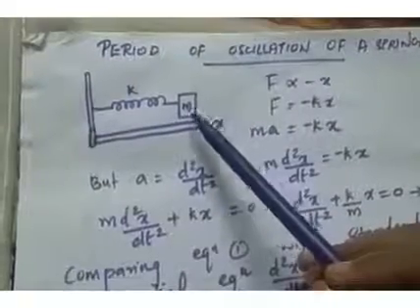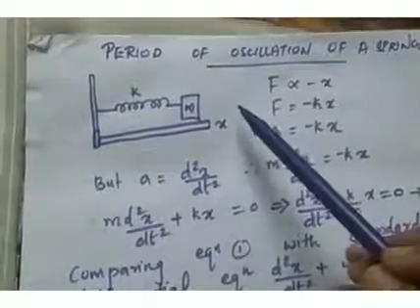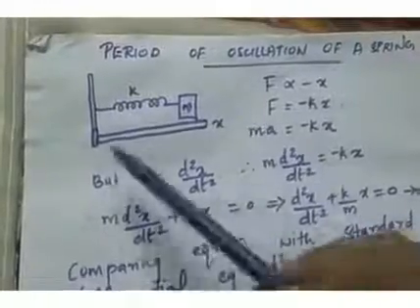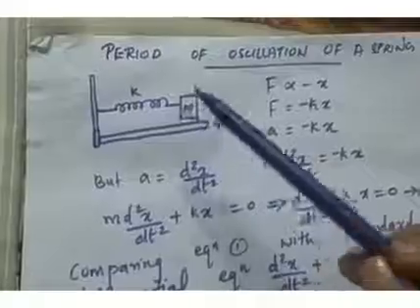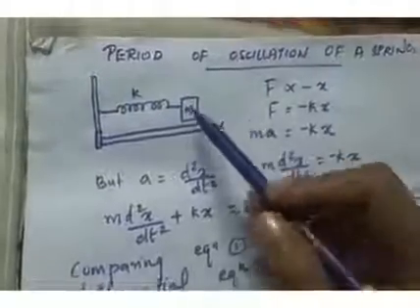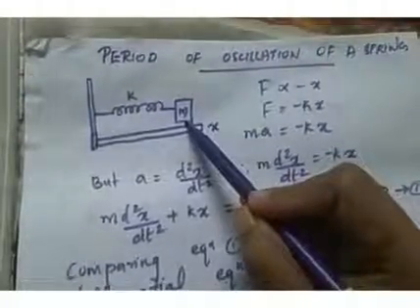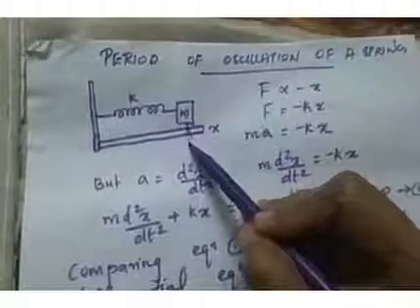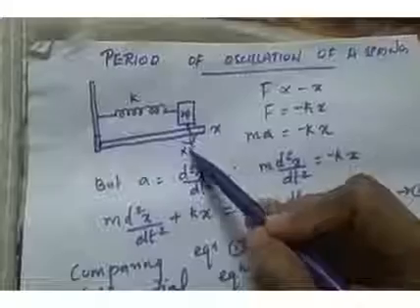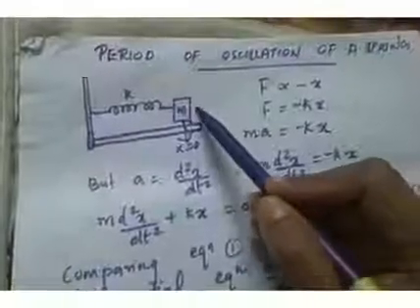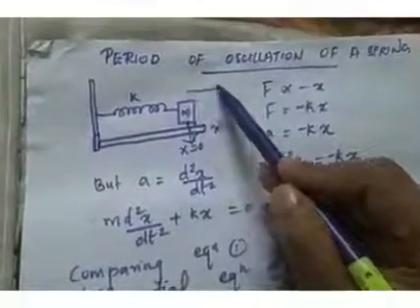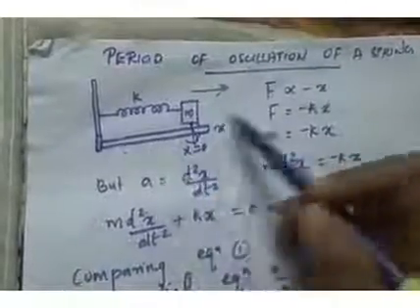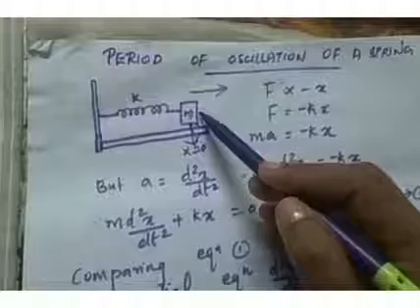When this block of mass is stretched towards the right and then released, it will oscillate to and fro about a mean position. We can consider this as our mean position because the block is at rest at this position, so x is equal to 0. When the block is stretched to this end by applying a force and then released, it will execute an oscillatory motion about this mean position.